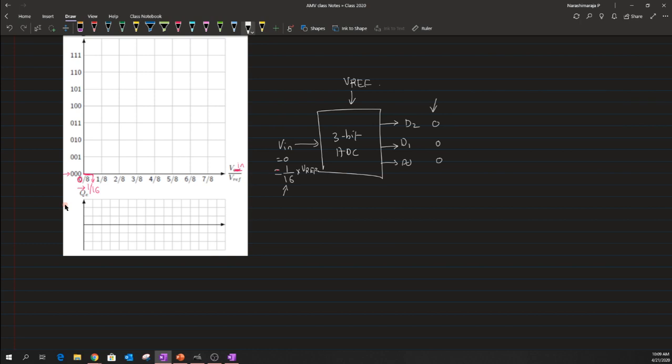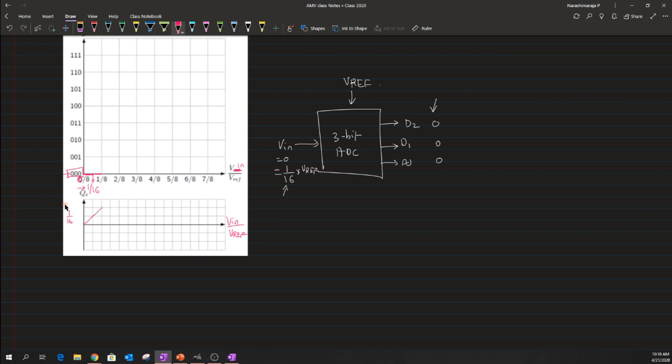Now let me map this phenomenon: when the input is beyond the value of 0, an error is being introduced. That error right now would be equal to 1 by 16, until I reach an input value just less than 1 by 8. All of these values would be mapped onto the same data of 000, right? And due to which the error actually grows until I reach the value of 1 by 8.